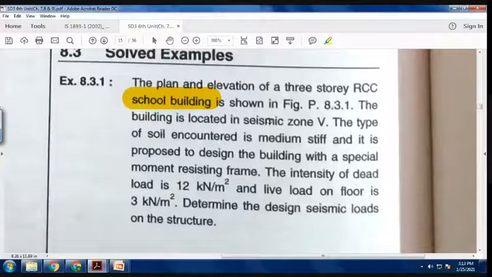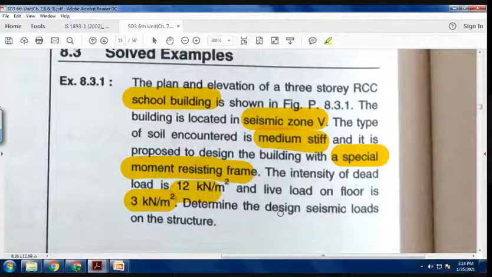The building is located in which zone? He has given zone number 5. The type of soil encountered is medium stiff. It is proposed to design the school building with a special moment resisting frame, SMRF. The intensity of dead load is 12 kilonewton per meter square, and the live load on the floor is 3 kilonewton per meter square. Design the seismic load on the structure.